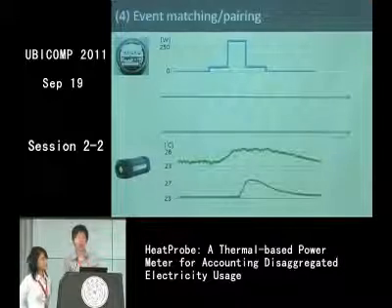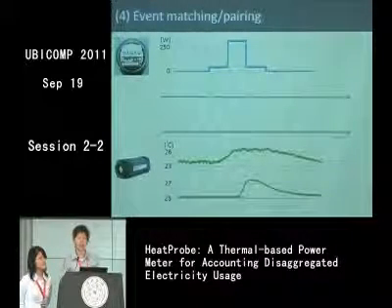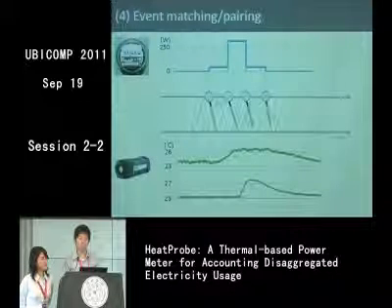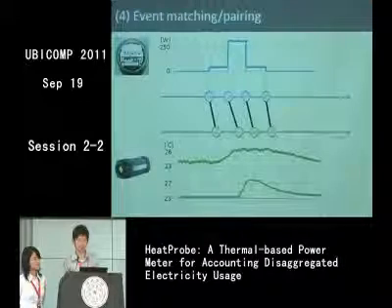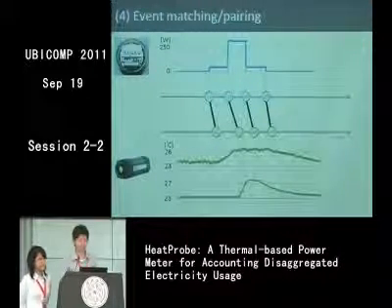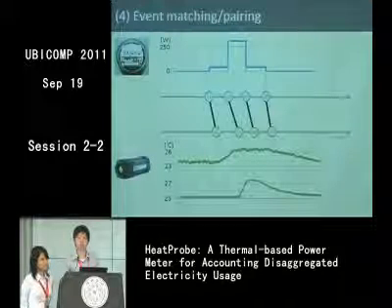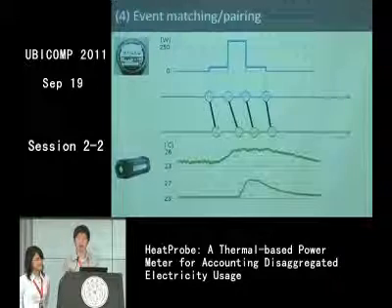The final step, event matching. From the event detection stage, we can get power events. A power event is matched to a thermal event that is closest to it in time proximity. The detailed matching process can be referenced in our paper. After events are matched, we can get appliance usage time and the power consumption for each appliance.